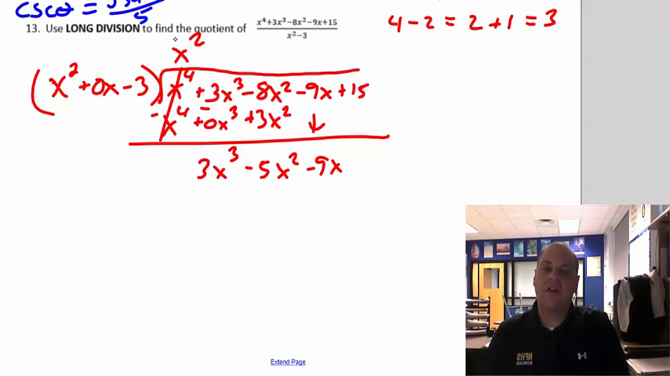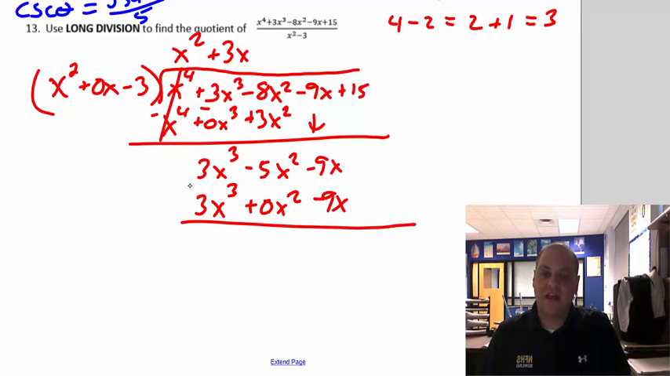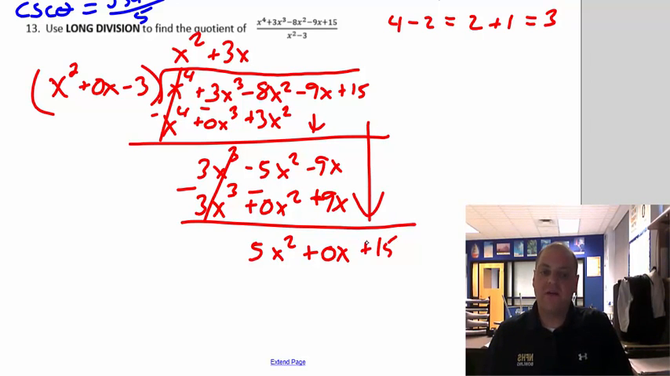x squared goes into 3x to the third 3x times. I multiply 3x times all of this. It's going to give me 3x to the third plus 0x squared minus 9x. But then I have to change my signs. Boom, boom, boom. So that's 0. I get 5x squared plus 0x. Bring down 15.